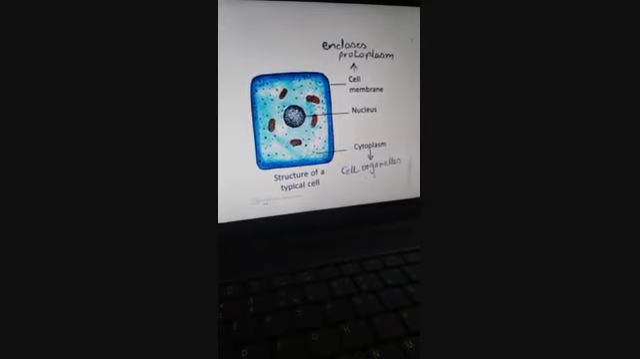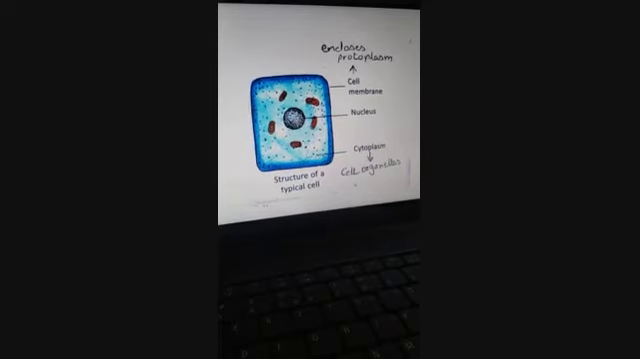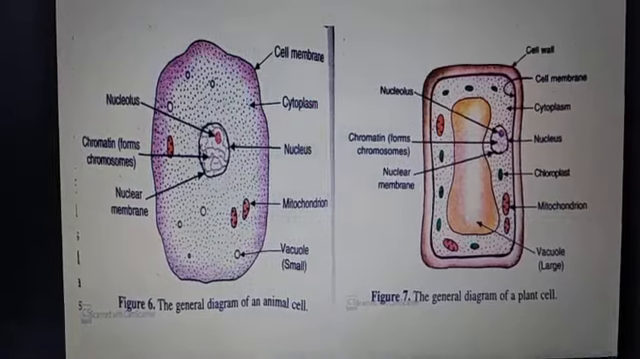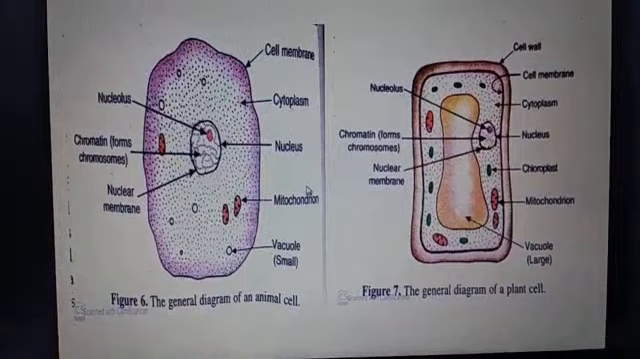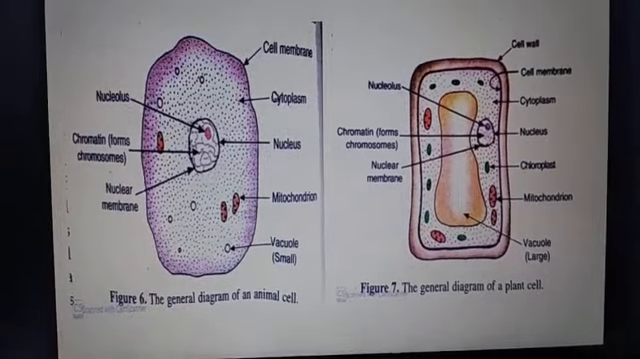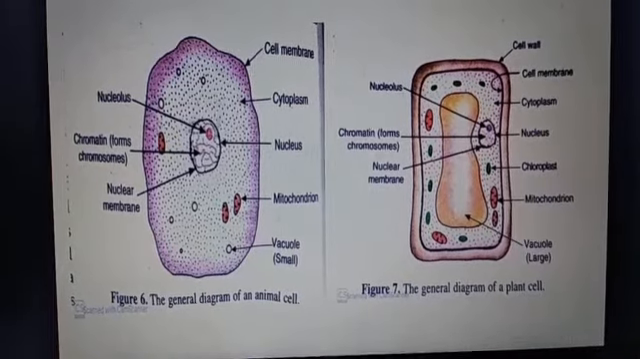Now, what are cell organelles? They are the structures present within the cell which help the cell to perform the functions like nutrition, respiration, growth, reproduction, etc. In this video, we are going to learn more about cell membrane, cytoplasm and nucleus.